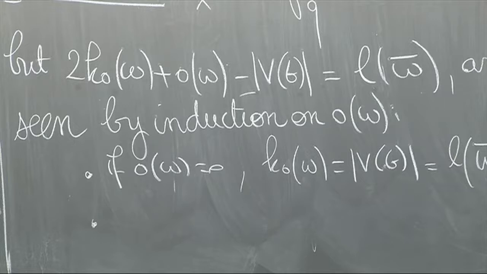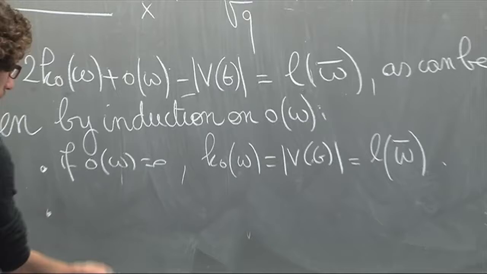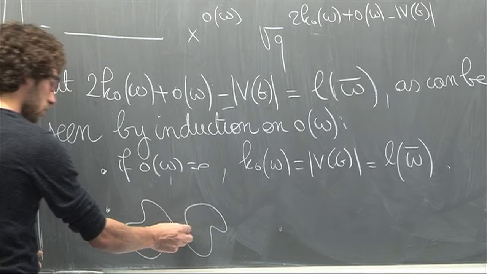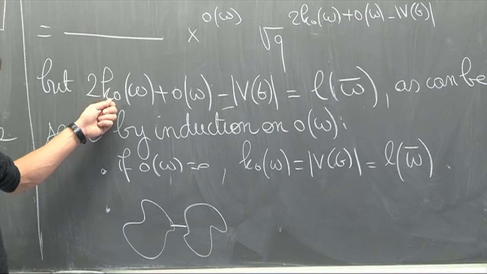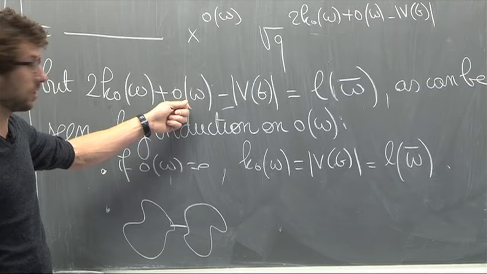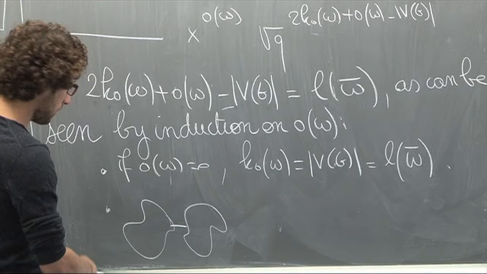So the initialization is working. And then if you add an open edge, there are two possibilities. Either you add an open edge between two clusters, you have two disjoint clusters, you add an open edge. What does it do? It reduces the number of clusters by one. I increase the number of open edges. So this whole term is decreasing by one. And you can check that if you did that, you had two loops before.